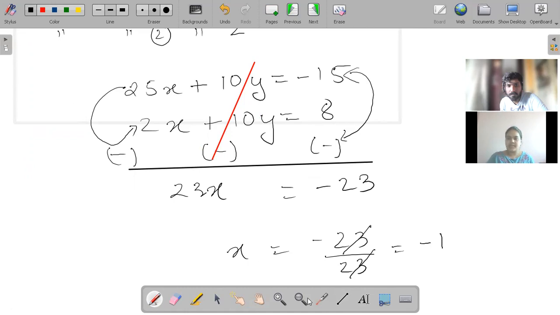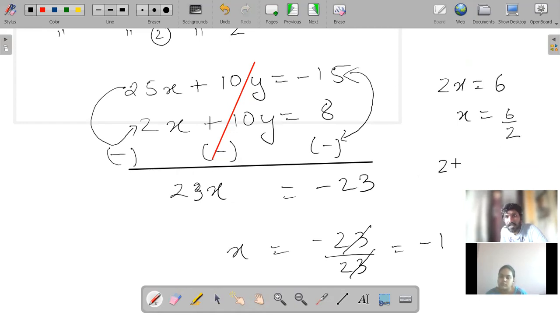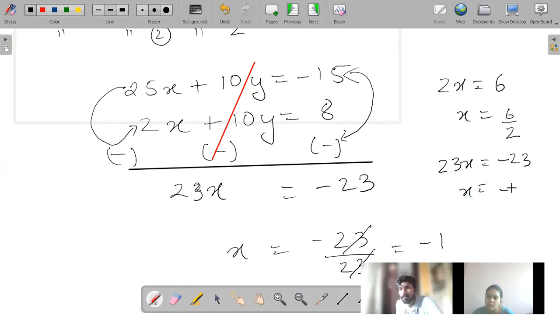There it is plus 23x. No, no, no. This is same like this, right? See, if you had 2x is equal to 6, then x will be equal to how much? 6 upon 2. But here it is the same. We had 23x is equal to minus 23. So x will be equal to how much? Minus 23 divided by 23. So minus 1.